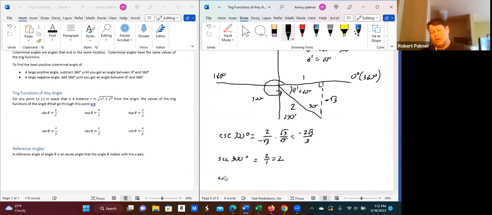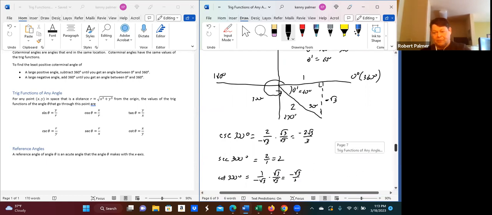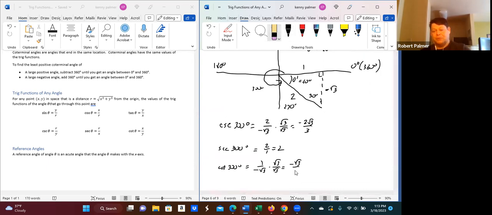And then cotangent of 300 degrees is x over y. And so that's going to be 1 over negative square root of 3. To rationalize that, multiply the top and bottom by square root of 3. And that's going to be negative square root of 3 over 3. Okay. Then their reciprocals, we can either use the definitions or the reciprocal. In fact, the reciprocal of cosecant is sine.